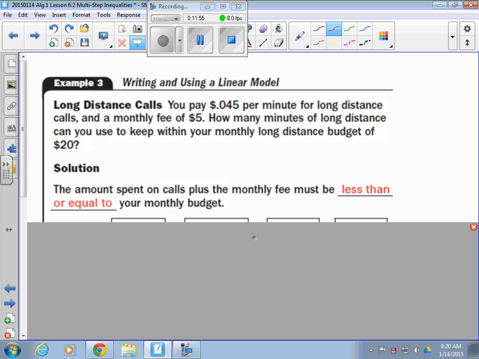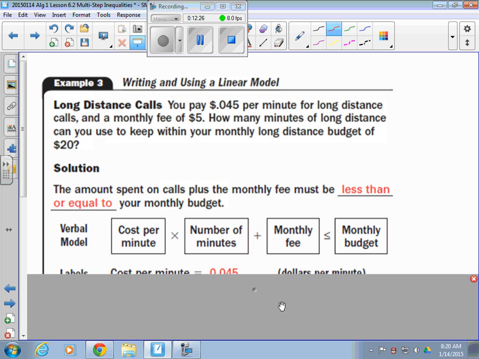The next one says you pay 45 cents per minute for long distance calls and a monthly fee of $5. How many minutes of long distance can you use to keep within your monthly long distance budget of $20? So it says the amount spent on calls plus the monthly fee must be less than or equal to $20, your monthly budget. We know we can spend 20, but we can't spend $20.01. So it has to be 20 or less than or equal to.